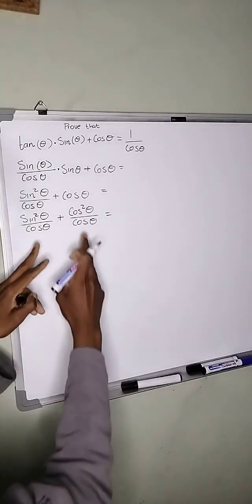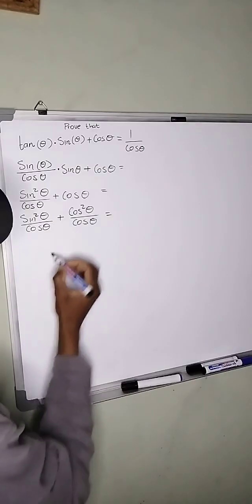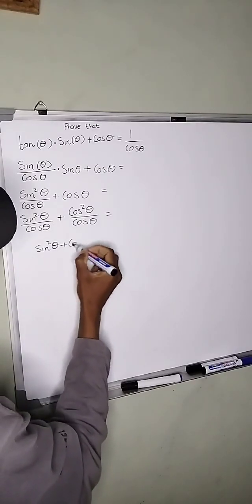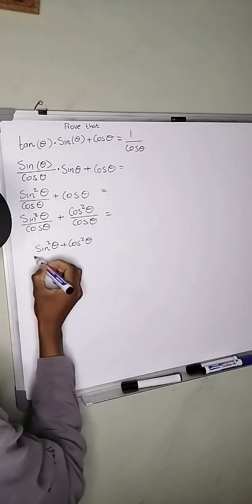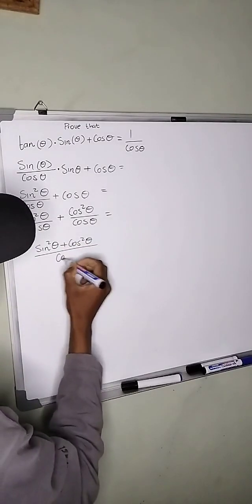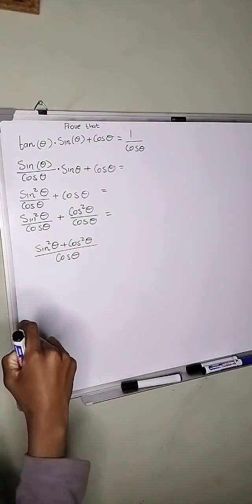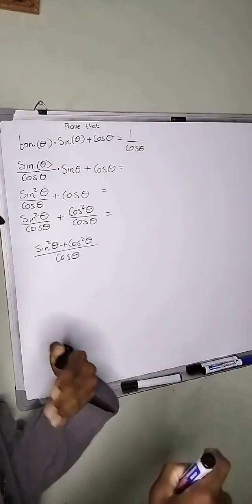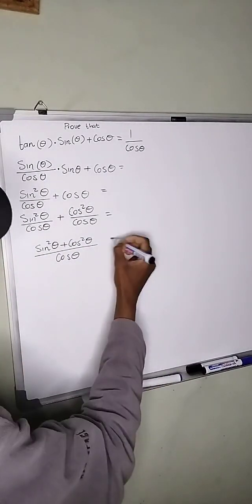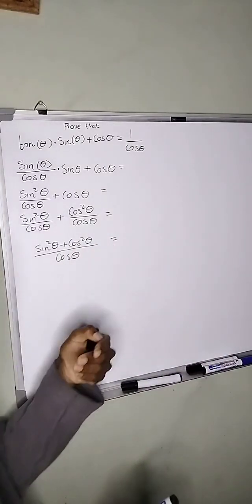Now since I'm having the denominators being the same, I will simply add the numerators. So I'm going to have sine square theta plus cos square theta, all of that divided by cos theta. So this is the identity now. Sine squared theta plus cos squared theta is going to be equal to 1. This sine squared theta plus cos squared theta is the identity.